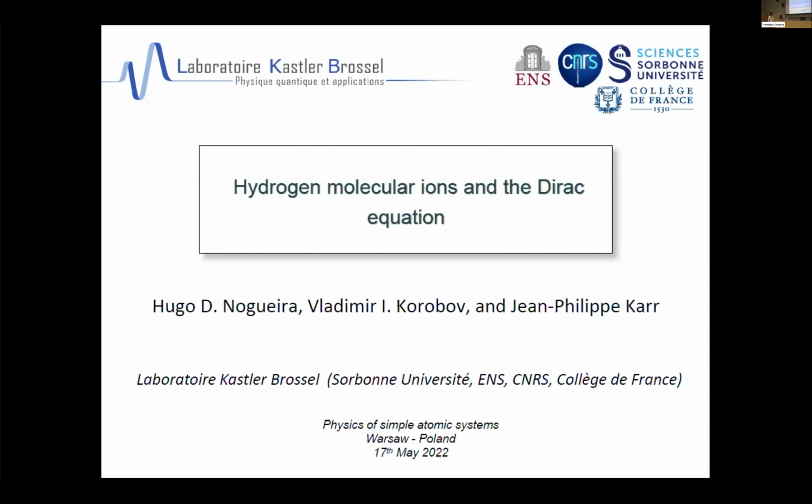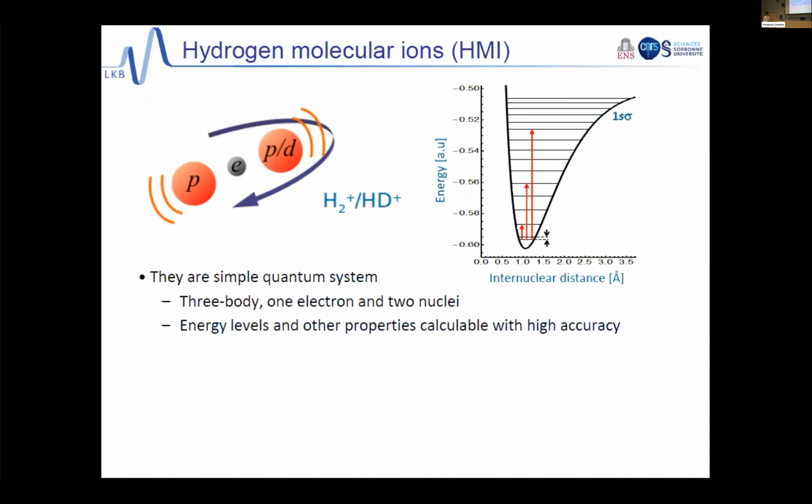Good afternoon. I'm going to present my work on hydrogen molecular ions and the Dirac equation. The hydrogen molecular ions are simple quantum systems. They're made out of three bodies, one electron and two nuclei, and the energy levels and other properties are calculable with high accuracy because of this simplicity.